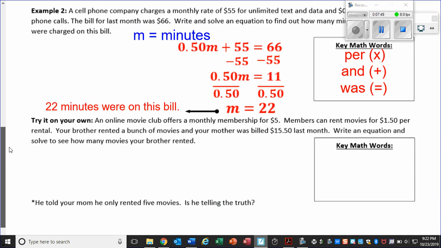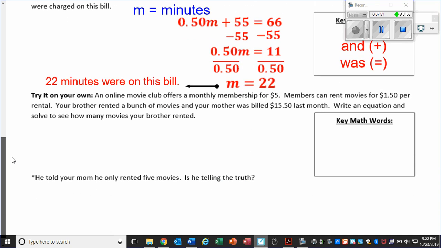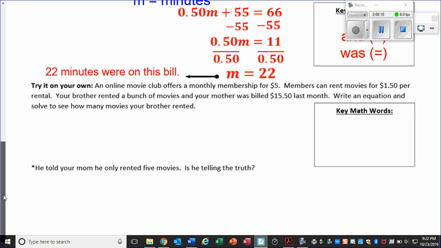Alright, so now you're going to have an example. Okay, you're going to have a try on your own. You should be defining the variable, writing the equation, and then solving. And filling in your keywords. I'm looking for all of this work. Okay? This one has an additional question at the end. So not only are you going to find the answer, but it's going to ask you about your answer too. Okay? So make sure you answer this question at the bottom. Is he telling the truth? You can try it now and pause the video, or you can try it once we finish the video.